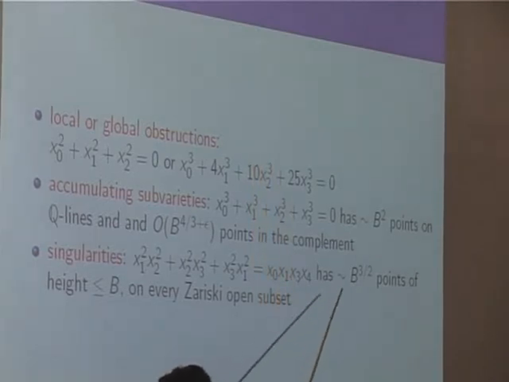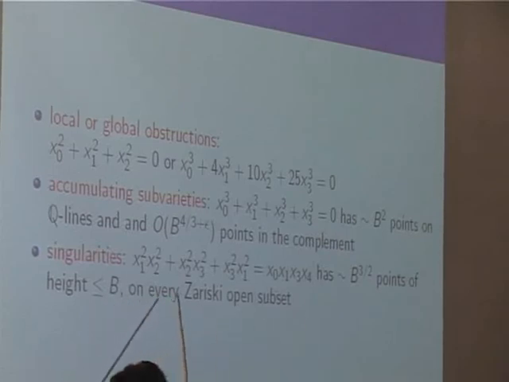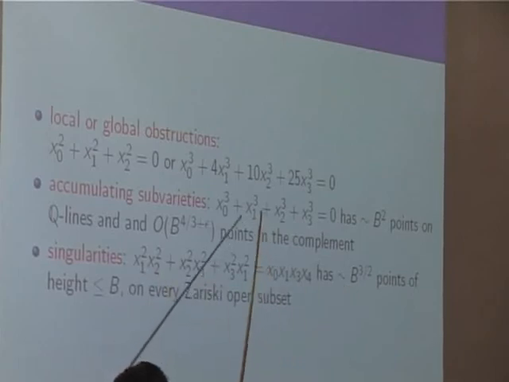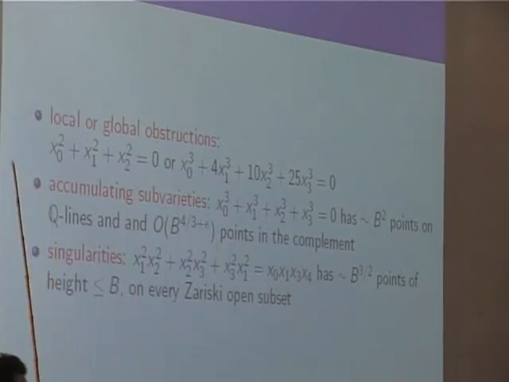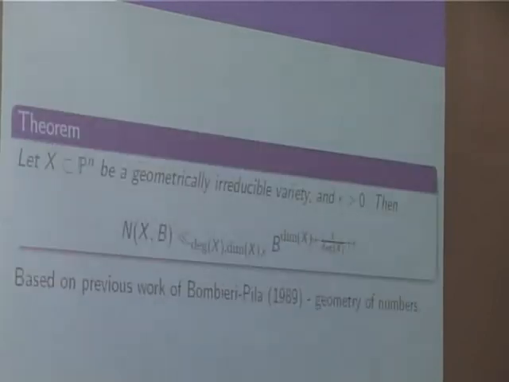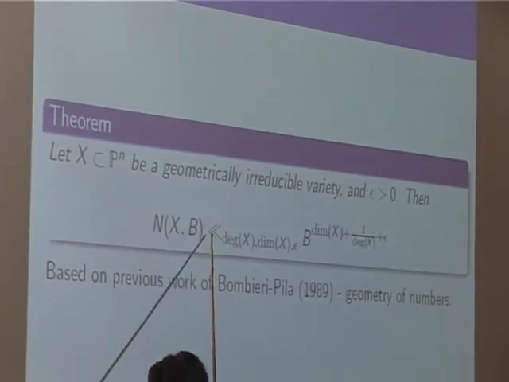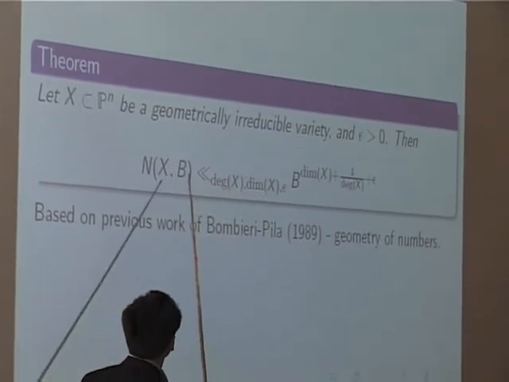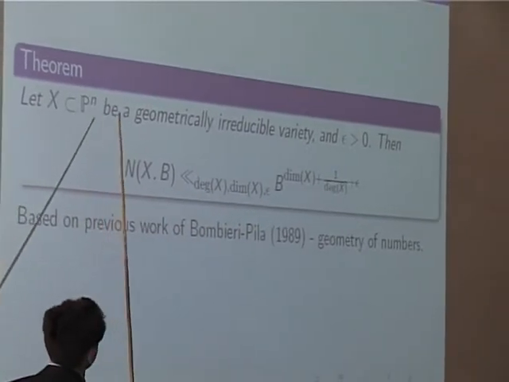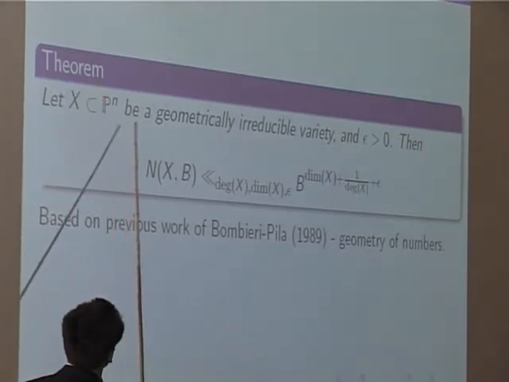But in fact, you prove that there are b to the 3 over 2 points of height less or equal than b on every Zariski open subset. So you could exclude some accumulating subvarieties, and still you have too many points. So what is it? Well, it's a singularity that we'll have to analyze. Here are some upper bounds, uniform with constants depending only on the degree, dimension, and epsilon, but not on the concrete choice of a hypersurface in Pn. That's the theorem of Pila from 95.